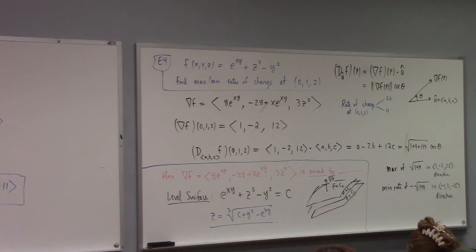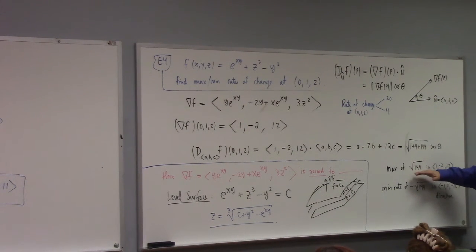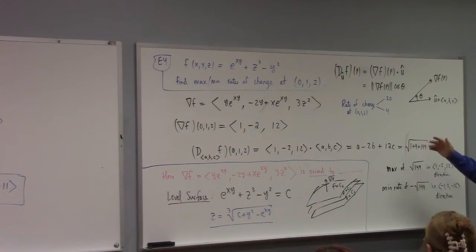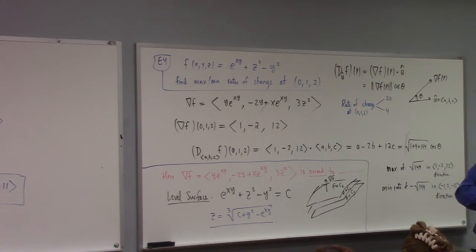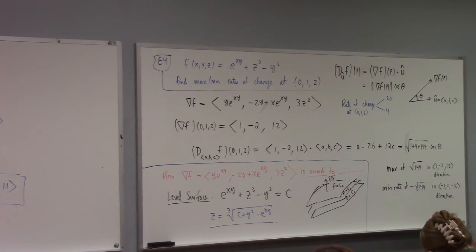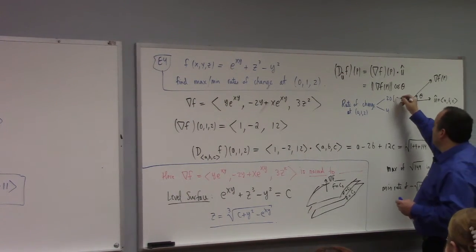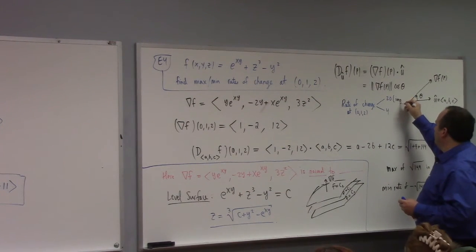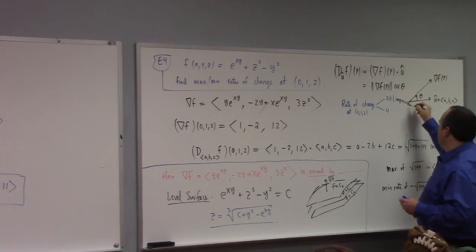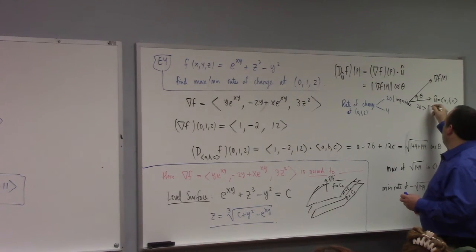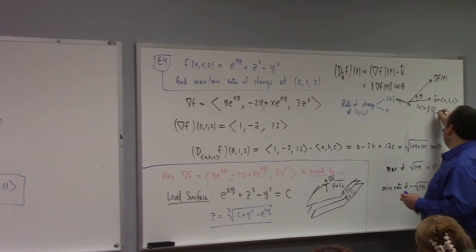It's impossible because the max rate of change is the square root of 149, which is about 12.2-ish, right? It's between 144 and 169, which are the squares of 12 and 13 respectively. So it's between 12 and 13. Certainly we never get to 20. So this is impossible. Can't do. Impossible. 20 is greater than the magnitude of the gradient of f at the point.